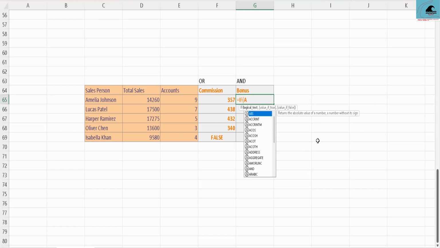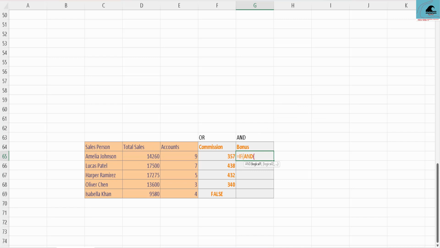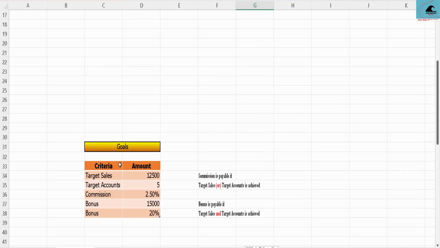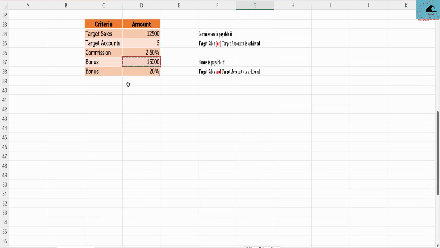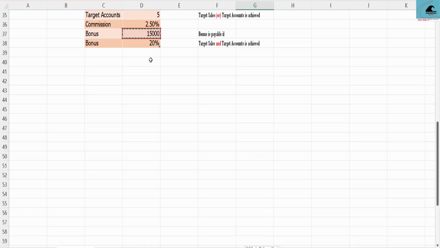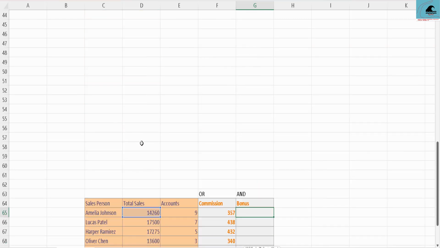So the first logic is the same: total sales should exceed or be equal to the target sales of 15,000 for the bonus. I am locking this 15,000 because for all salespersons, 15,000 is the target sales for bonus.